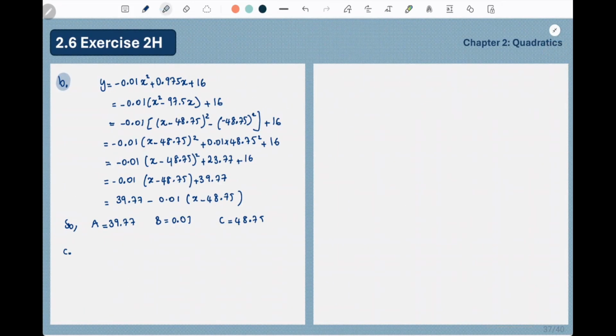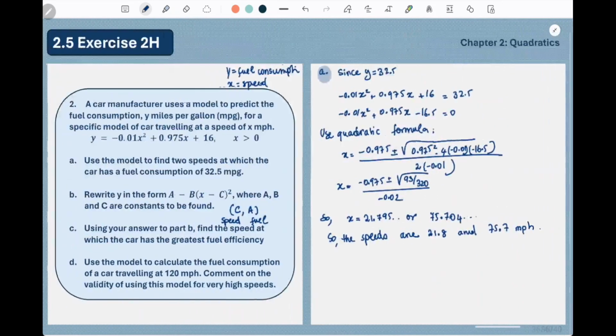So C is the speed at which the car has the greatest efficiency, which is 48.75. The speed is 48.75 miles per hour. And if they asked us what is the greatest fuel efficiency, you would answer by A, which is 39.77 miles per gallon. I'm not sure if that follows in the next question, but let's check it out.